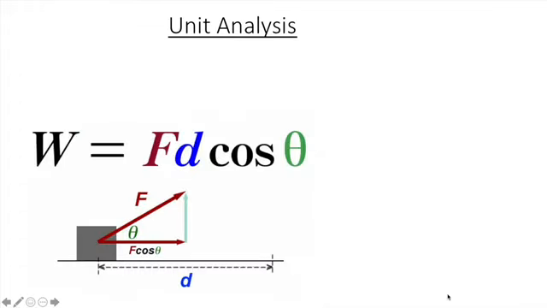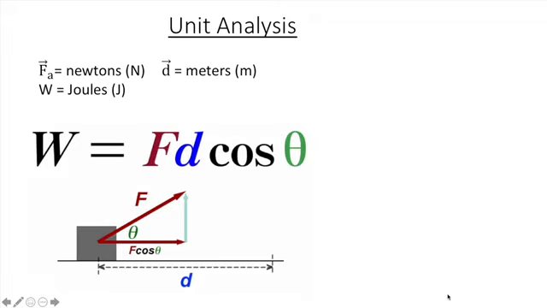Now for the unit analysis, we know that forces are measured in newtons, work in joules, and displacement in meters. If we set up an F net equals ma equation and analyze the units for each of these quantities, we would find that 1 newton is equal to 1 kilogram times meters per second squared, as forces are measured in newtons, mass in kilograms, and acceleration in meters per second squared.